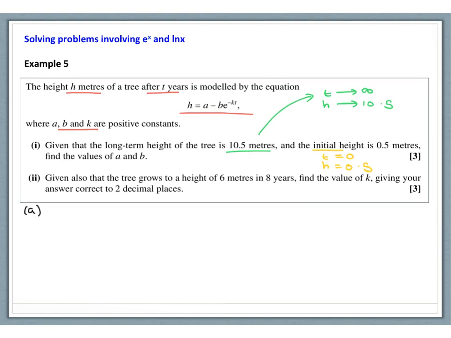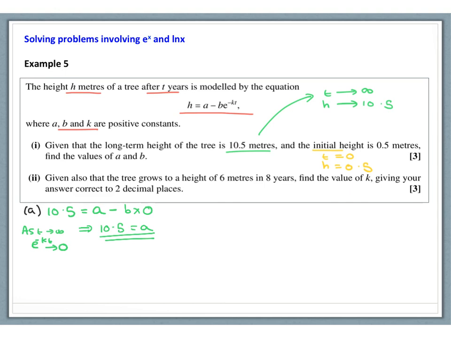So, part 1, I'm going to substitute in what happens when t approaches infinity. So we know that h approaches 10.5, which must equal a minus b e to the negative kt. But as we've seen before, as t approaches infinity, e to the negative kt will approach 0. So we can exclude all of this e to the negative kt part. b times 0 is 0, so this then gives us 10.5 equals our value of a.